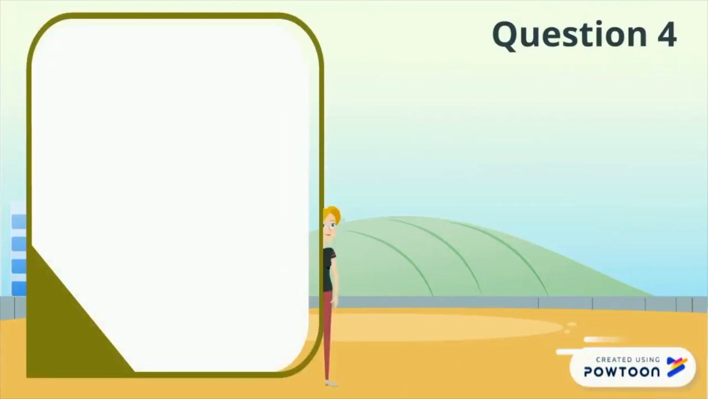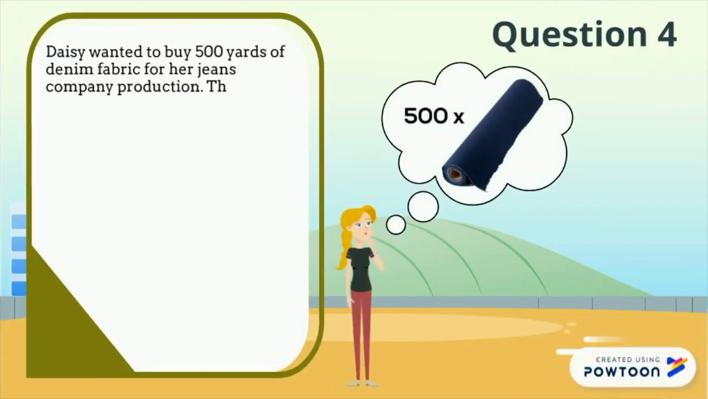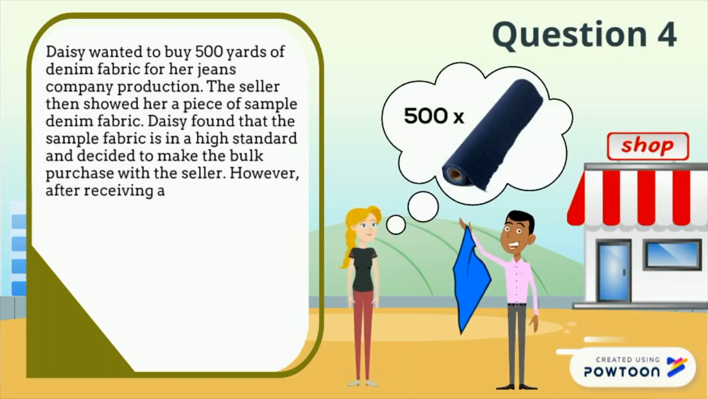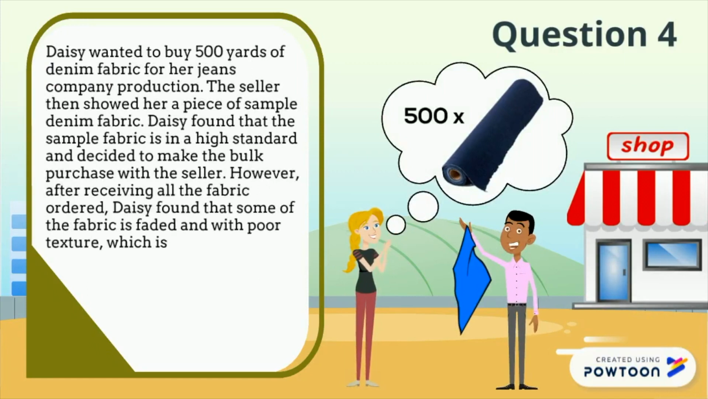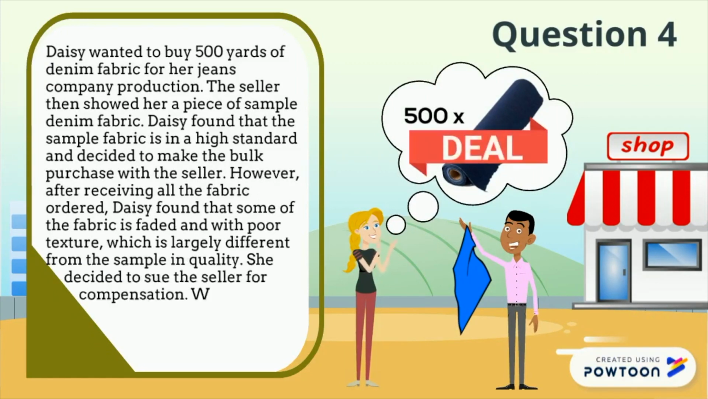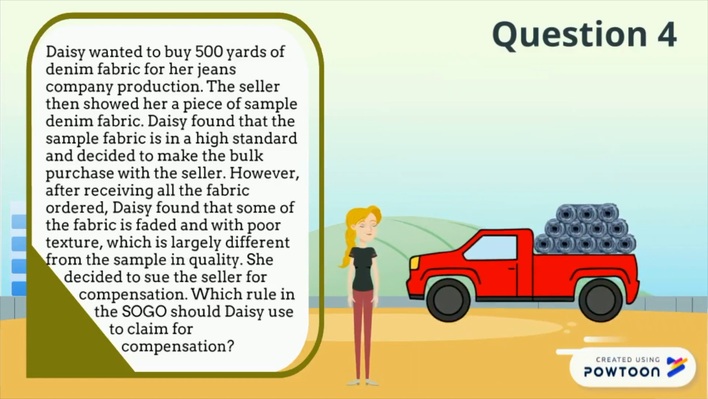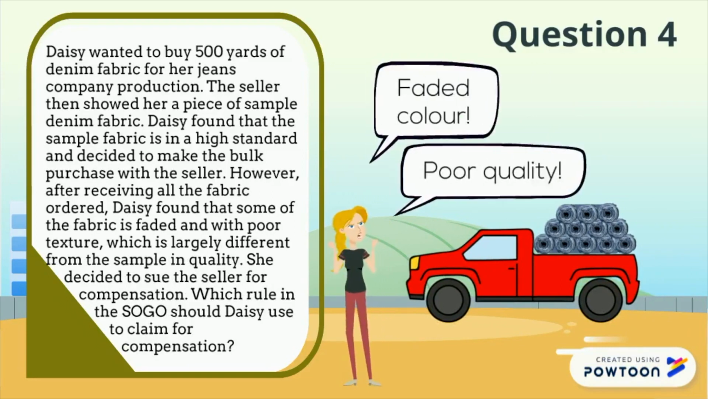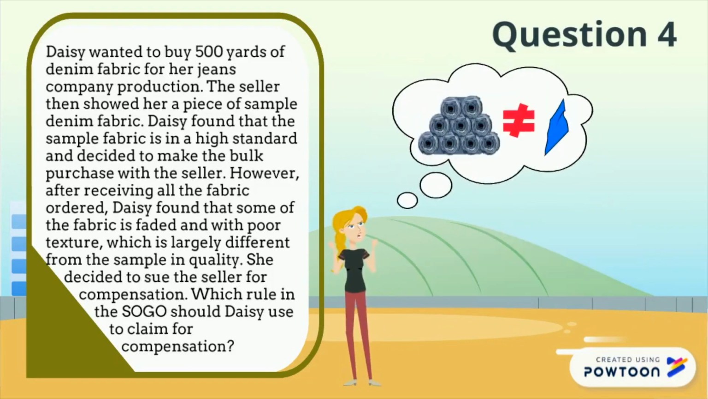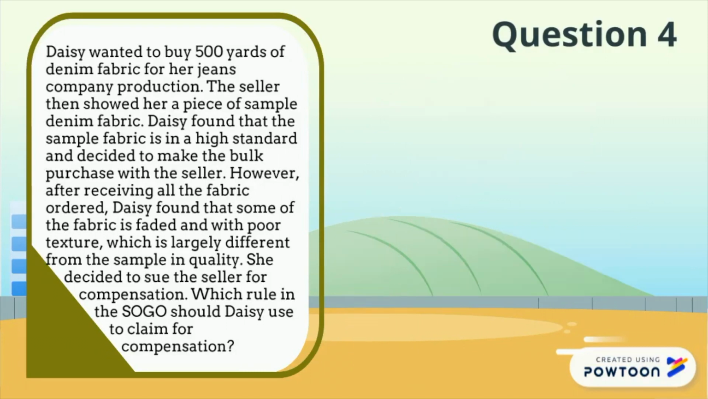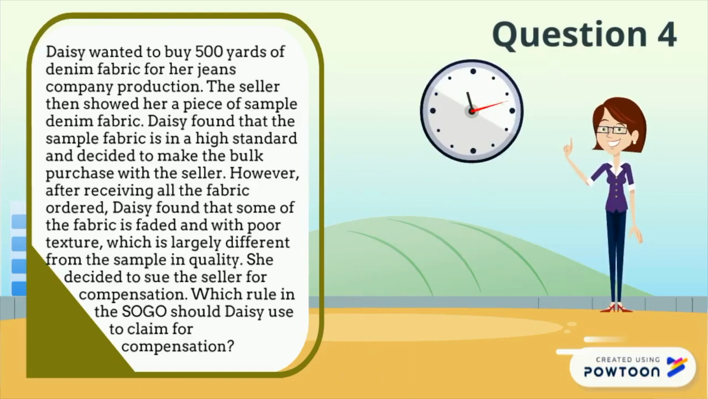Question 4. Daisy wanted to buy 500 yards of denim fabric for her jeans company production. The seller then showed her a piece of sample denim fabric. Daisy finds that the sample fabric is of high quality and decides to make the bulk purchase with the seller. However, after receiving all the fabric ordered, Daisy finds that some of the fabric is faded and of poor texture, which is largely different from the sample in quality. She decided to sue the seller for compensation. Which rule in the SOGO should Daisy use to claim for compensation? Take some time to think of the answer.